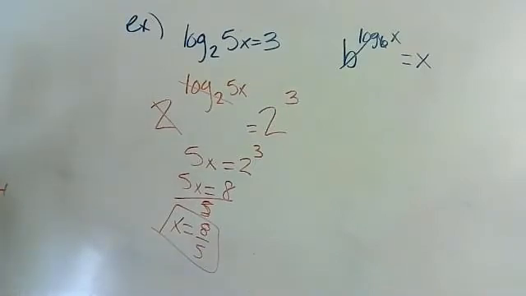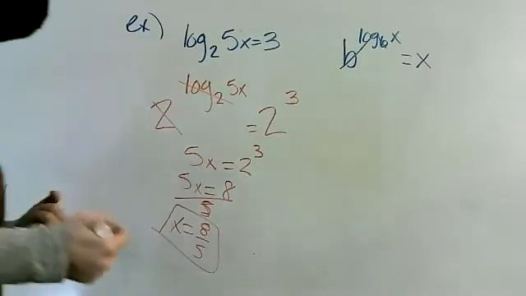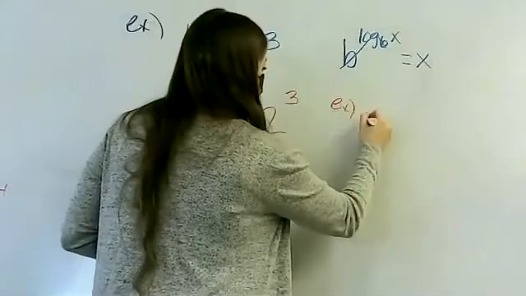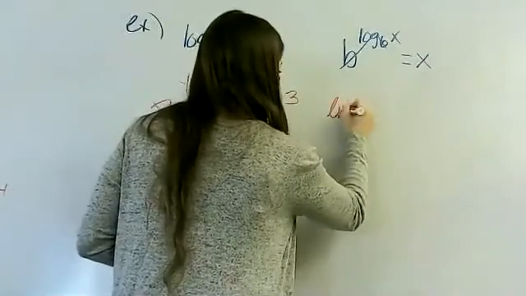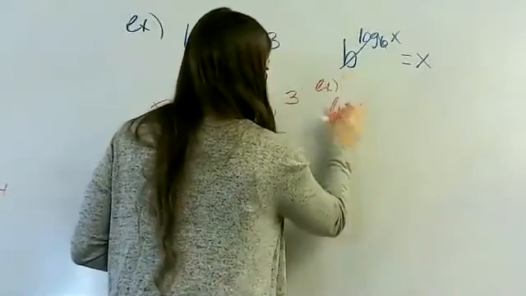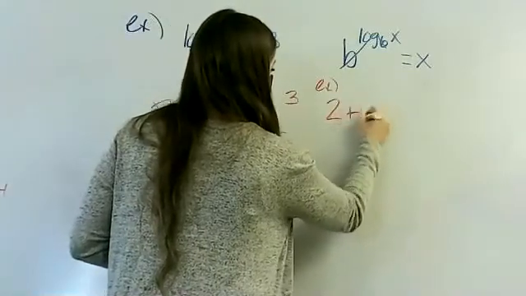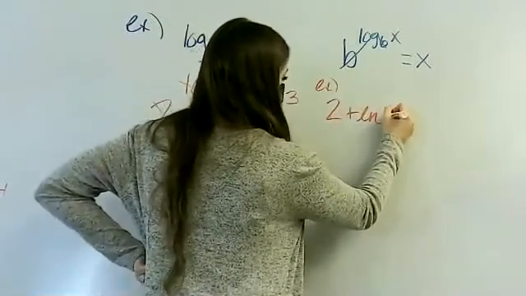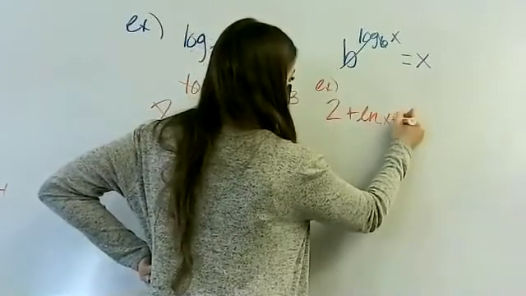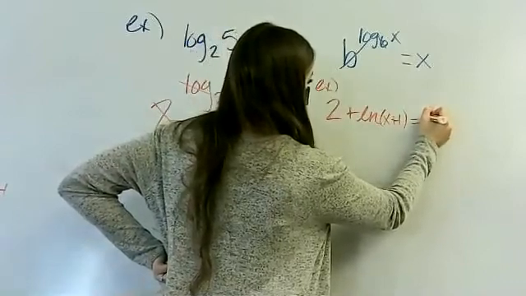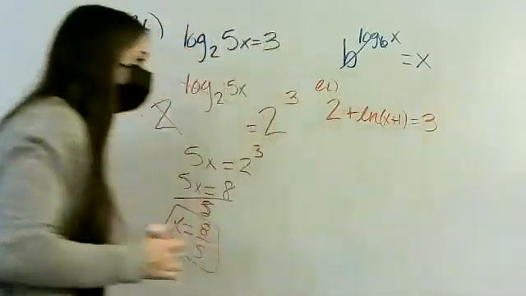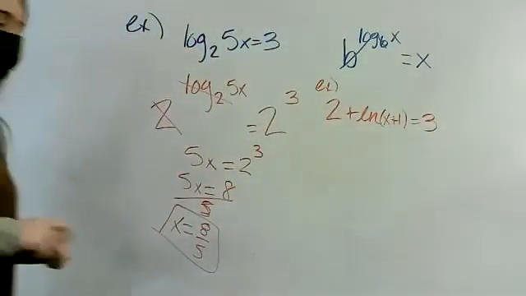A little bit. Okay. I want to show you immediately the same thing that happens when we have a natural log. So in a new example, let's say that we had natural log of 2 plus natural log of x plus 1 equals 3. 2 plus natural log of x plus 1 equals 3.